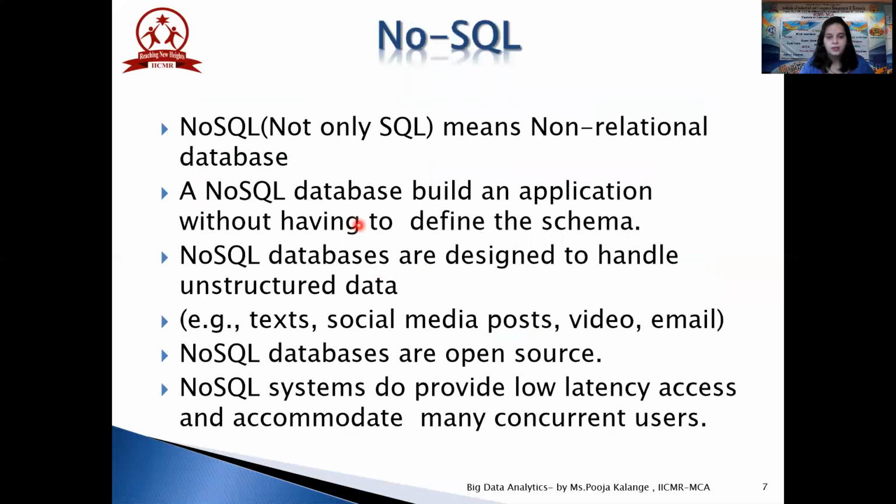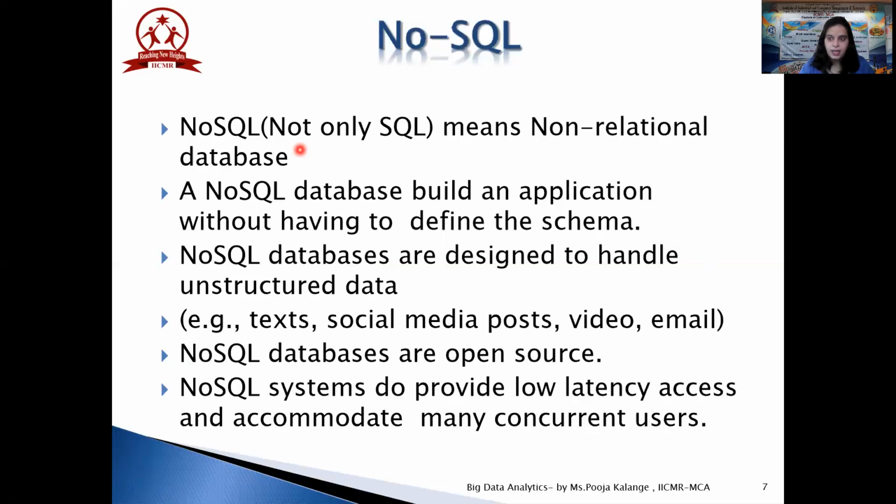NoSQL stands for not only SQL, which means a non-relational database. Till now we have studied RDBMS, which is a structured database with a representation of rows and columns. You have rows as tuples, columns as attributes, and then you use SQL, which is structured query language, to get the data from the database and to interpret the results.